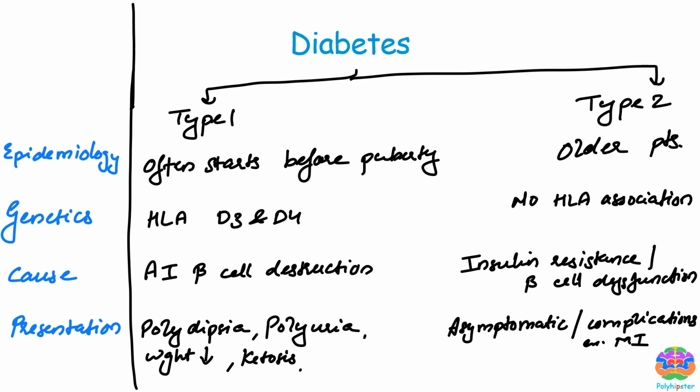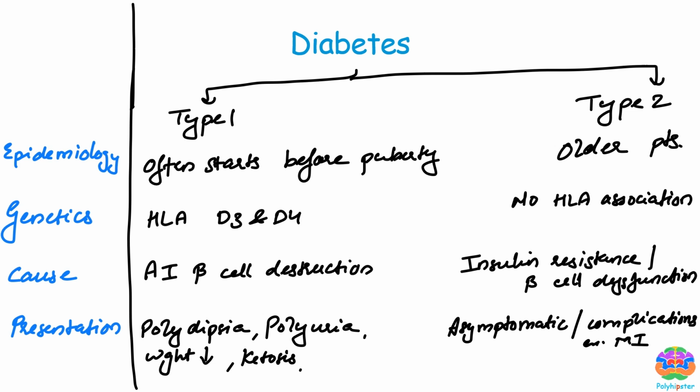Let's compare in short the difference between type 2 and type 1 diabetes. As far as epidemiology is concerned, type 1 starts before puberty in most cases, whereas type 2 is seen in older patients. Genetics of type 1 is HLA DR3 and DR4, whereas type 2 has no HLA association.